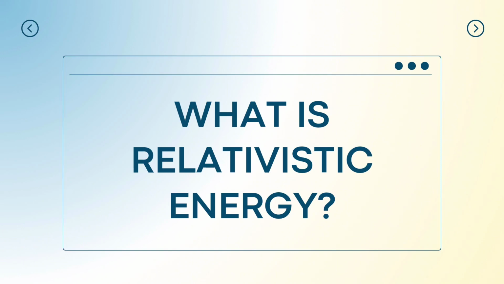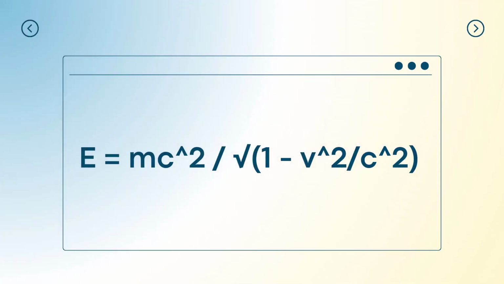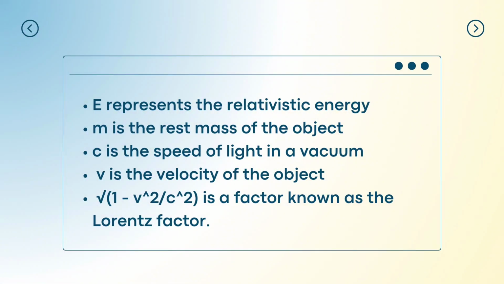also by its velocity. The relativistic energy of an object can be calculated using the equation E equals mc squared over the square root of 1 minus v squared over c squared. In this equation, E represents the relativistic energy, m is the rest mass of an object, c is the speed of light in a vacuum, v is the velocity of an object, and the square root of 1 minus v squared over c squared is a fraction known as the Lorentz factor.